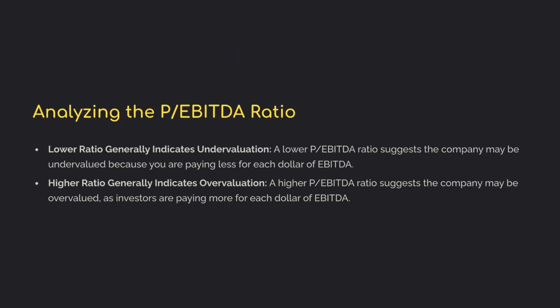Analyzing the P to EBITDA ratio. A lower ratio generally indicates undervaluation. A lower P/EBITDA ratio suggests the company may be undervalued because you are paying less for each dollar of EBITDA. A higher ratio generally indicates overvaluation. A higher P/EBITDA ratio suggests the company may be overvalued as investors are paying more for each dollar of EBITDA.